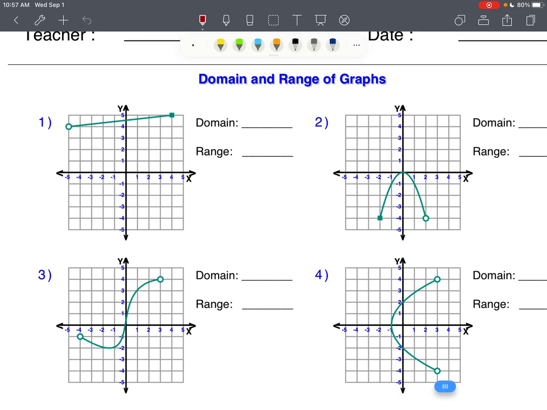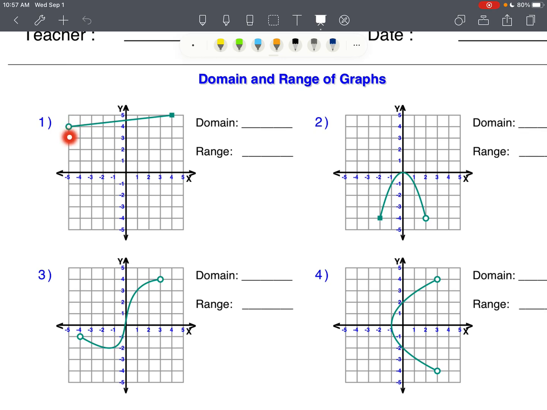Okay, we're going to talk about domain and range of graphs. Each of these graphs has a beginning and an end. What I mean by that is they're all some type of segment, whether a straight line segment or a curved segment. They don't continue to the left forever and they don't continue to the right forever.